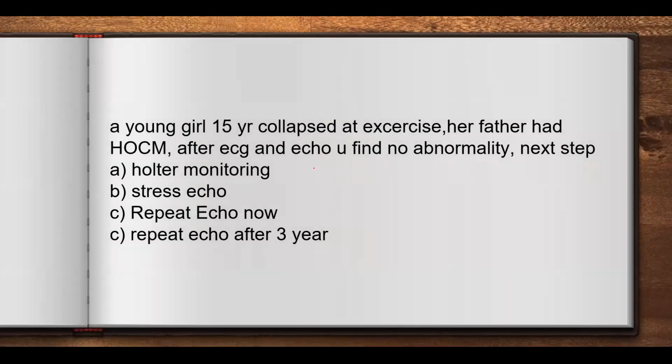All right, let's move on. So we discussed this one. The next one: a young girl, 15 years old, collapsed at exercise. Her father had HOCM, and after ECG and echo, you found no abnormality. What is your next step in this patient? If we're thinking about HOCM and the ECG and echo show no abnormality, when we know that the father had HOCM, we should confirm by doing a stress echocardiogram. We don't need to repeat the echo because it will not give us any information. If the resting echo is normal, we go for a stress echocardiogram.